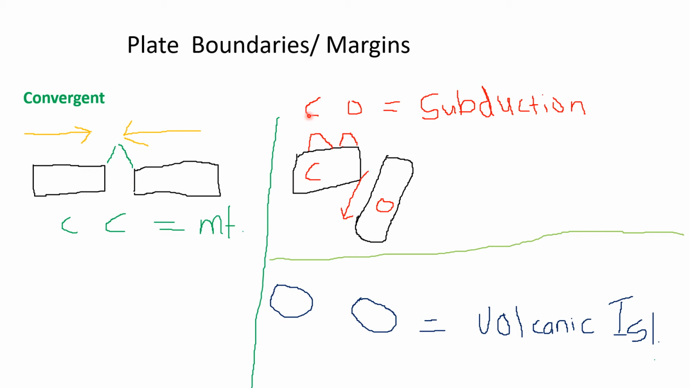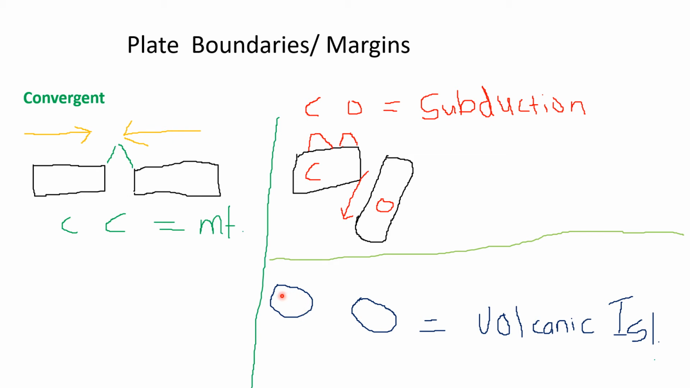Where we have a continental and an oceanic plate, subduction will take place. At the subduction zone, we have the denser plate, which is the oceanic plate, going beneath the continental plate, and it will eventually melt and then be reabsorbed into the mantle. After this happens, plumes of magma will rise to the surface, forming volcanoes.